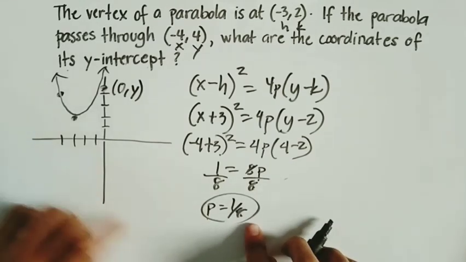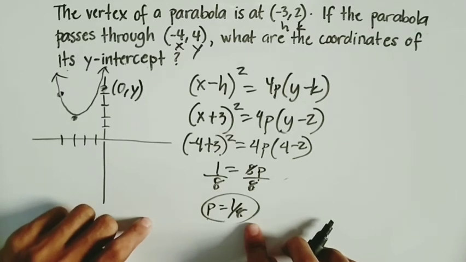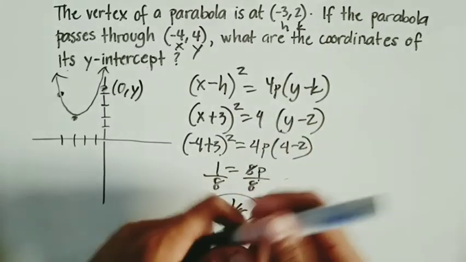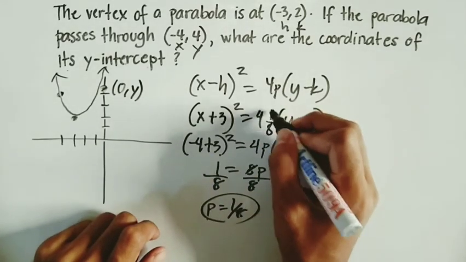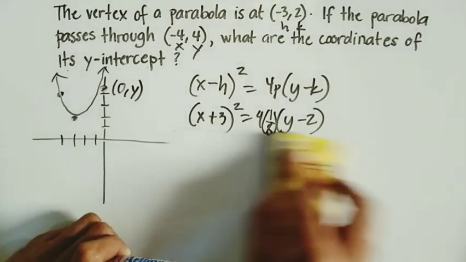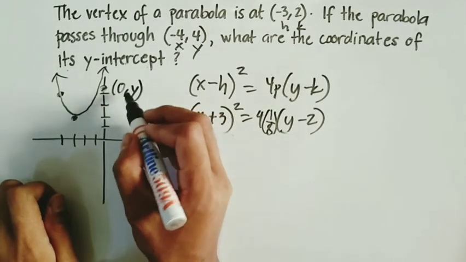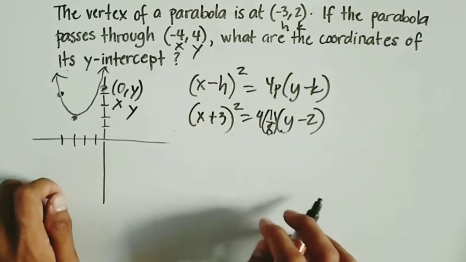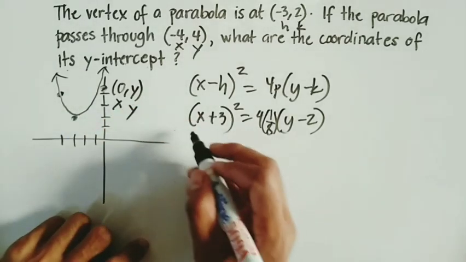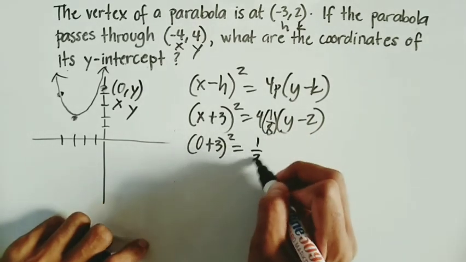Bakit ko kinuha muna yung p? Para makuha natin ito. So, ang gagamitin na nating formula is etong part, and papalitan na natin siya ng 1/8 yung p. And, yan ay yung gagamitin nating equation. So, di ba pag meron tayong point, that is x, that is y. And, ang goal natin is hanapin yung y. So, palitan natin yung x, that is 0. And eto magiging 1/2 na lang.